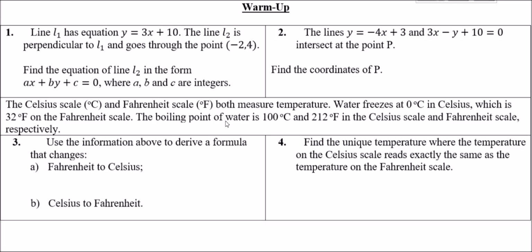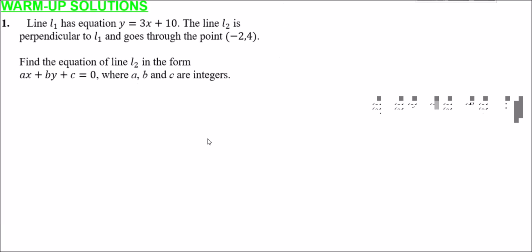Okay, so we'll have a look at question 1 together. For question 1, we have a line with equation y equals 3x plus 10. The line L2 is perpendicular to that one and goes through the point minus 2, 4. Find an equation of line L2 in the form ax plus by plus c equals 0, where a, b and c are integers. So this should be fairly familiar to us now.